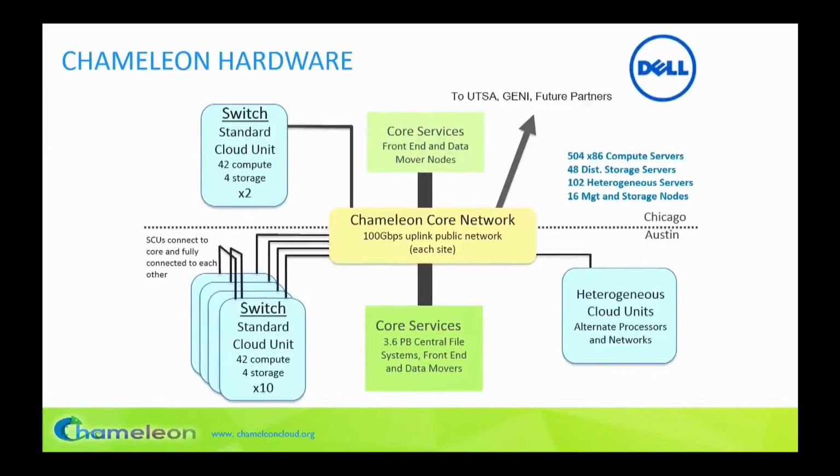So to give you an idea, this is using all Dell hardware. What we did is we built what we call a standard cloud unit. It's one rack, basically. One rack lives up in Chicago. University of Chicago was the lead for this project. But the bulk of the hardware is actually housed at our facility at TACC. So we have 10 of the standard cloud unit racks up at TACC. And we have all the storage. We have the 3.6 petabytes of central file storage. And then, of course, a lot of the heterogeneous hardware also resides at TACC as well.